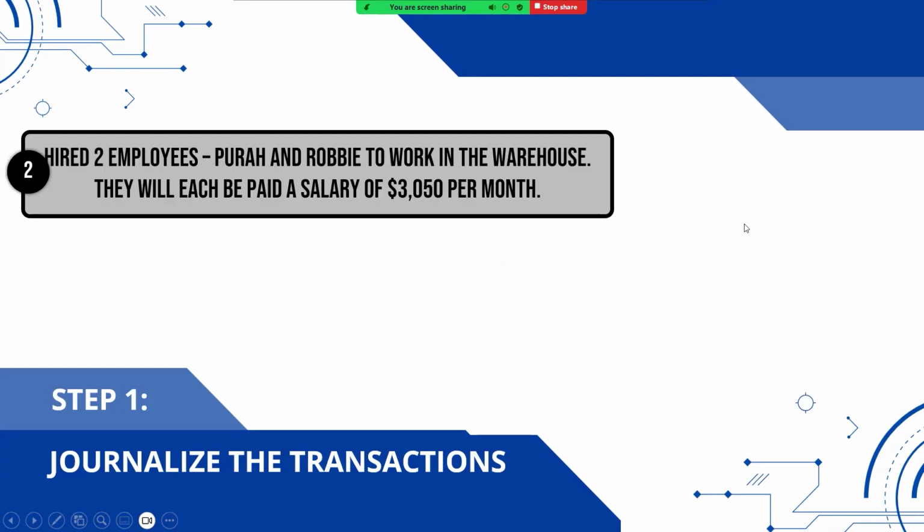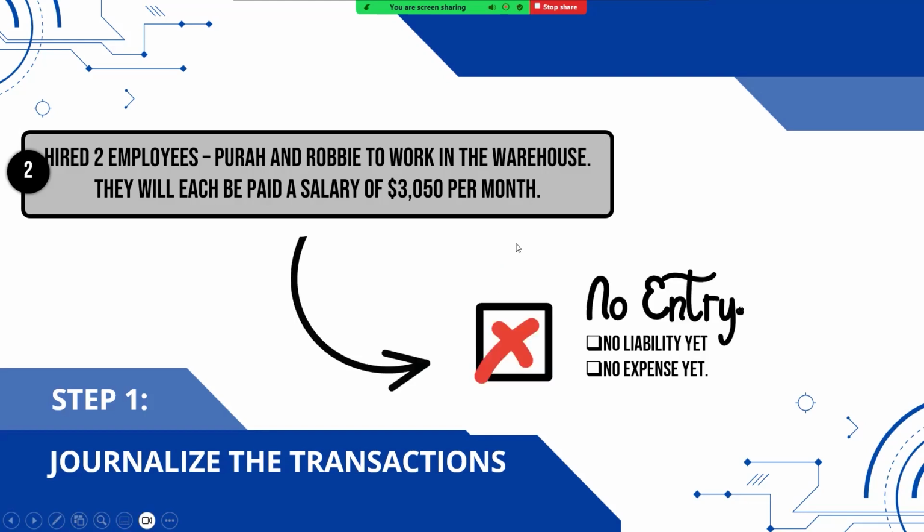Next would be we hired 2 employees, and the idea is that they will each be paid a salary of 3,050 per month. So one of the things that we have to remember going back to lecture 1 would be that we only track those that have economic effects. So it didn't say that they paid them 3,050, nor that there's an obligation due. It's just basically stating how much their salary is per month. And therefore, this is more of a personal event or a non-economic event. And therefore, no entry, there's no liability, no expense. So kindly take note in terms of number 2.